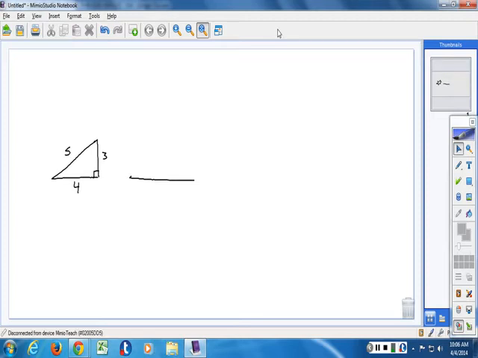Okay, can you tell me anything that you might know about that already? Double the size of the first one. Well, C is a 90, the hypotenuse is 10. Yeah. They're called similar triangles.